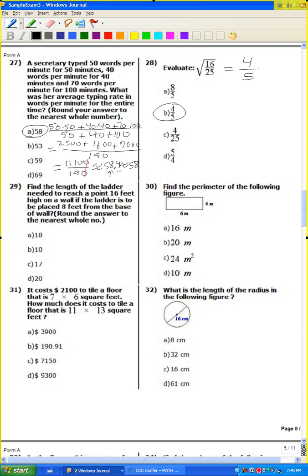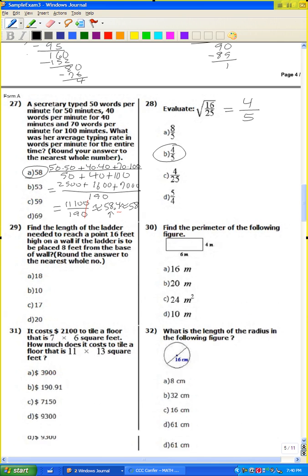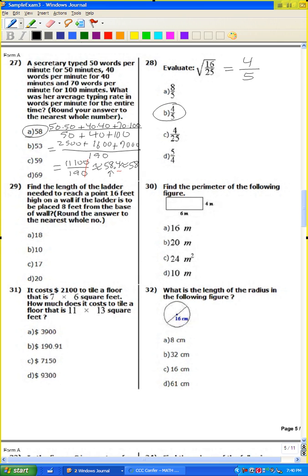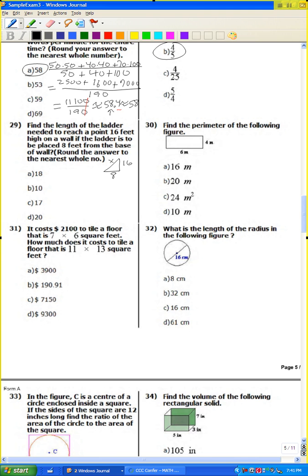Find the length of a ladder needed to reach a point 16 feet high in a wall. If the ladder is to be placed 8 feet from the wall, let's call it X. And so that'll be A squared plus B squared equals C squared. And you want to round to the nearest whole number.